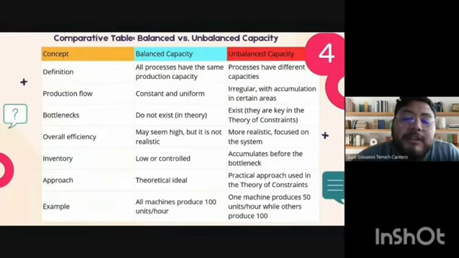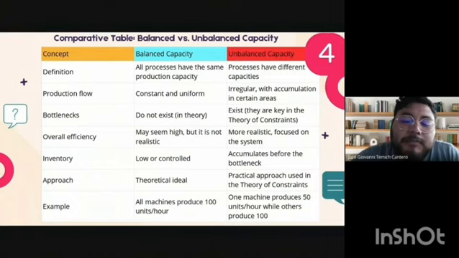Now I will explain the differences between balanced capacity and unbalanced capacity. Balanced capacity means that our processes have the same production rates. In theory, this creates a constant and uniform production flow. However, this situation is not very common in real life. On the other hand, unbalanced capacity occurs when processes have different production rates. This regularly causes inventory buildup. In this case, bottlenecks happen.